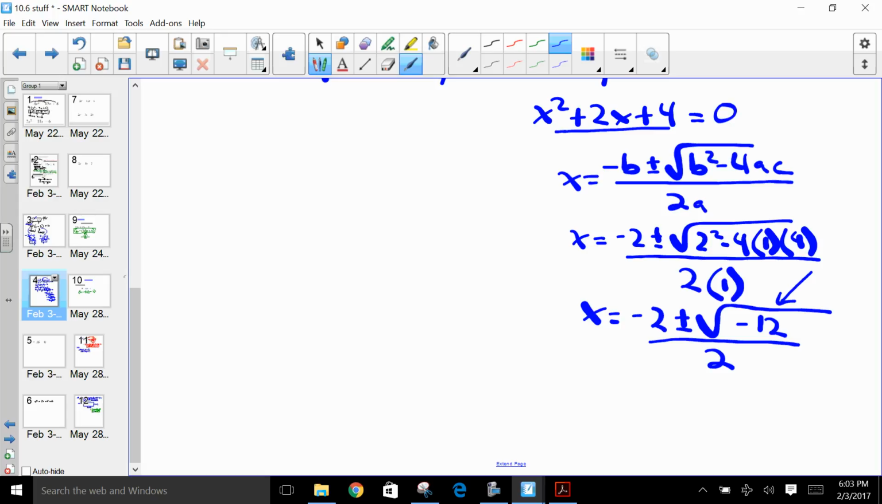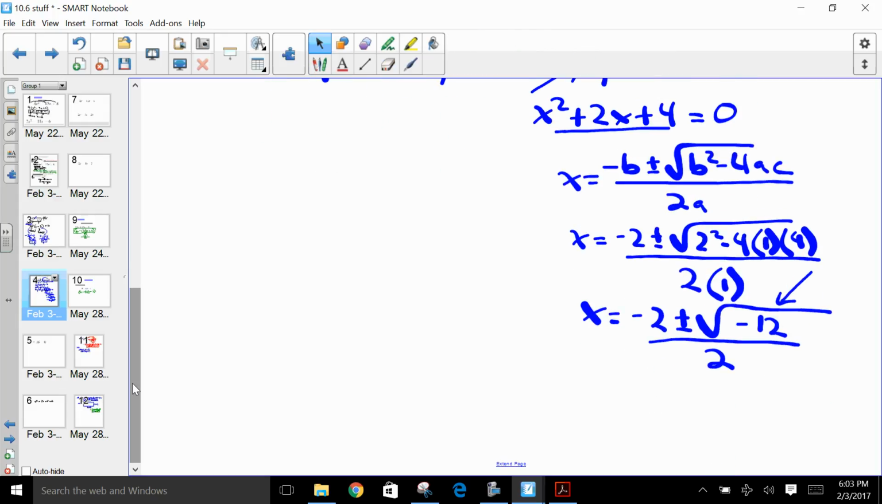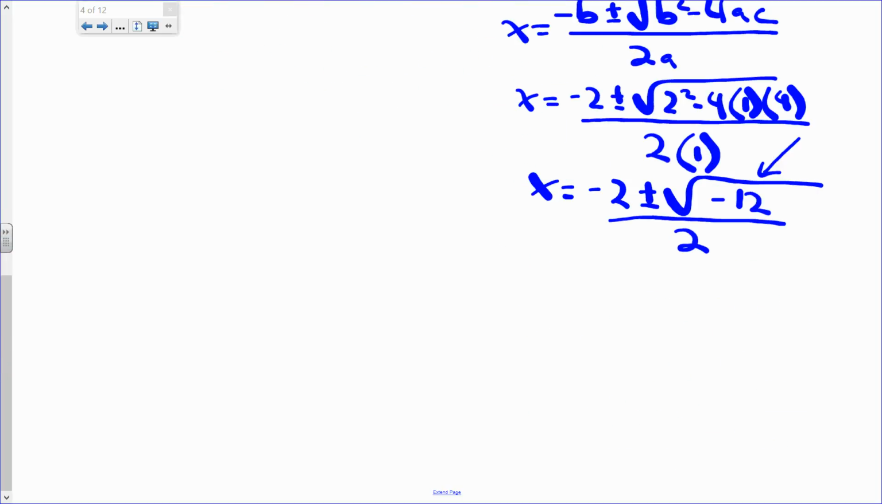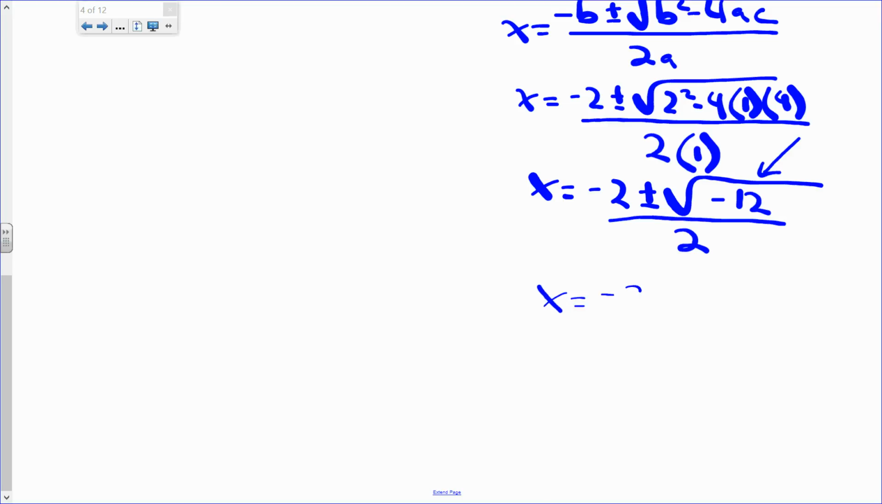But for now, as far as this trinomial goes, the two solutions that result from that are x equals negative 2 plus and minus the square root of negative 12 over 2. These are your two solutions. Negative 2 plus the square root of negative 12 divided by 2 would be one solution. Negative 2 minus the square root of negative 12 divided by 2 would be your second solution, but that's not it.